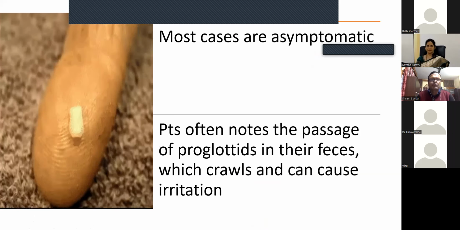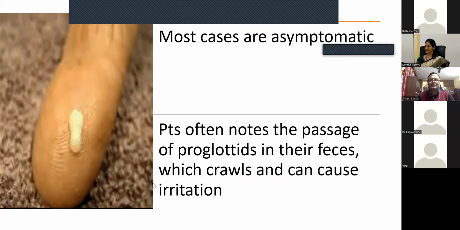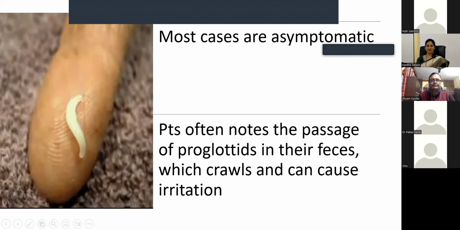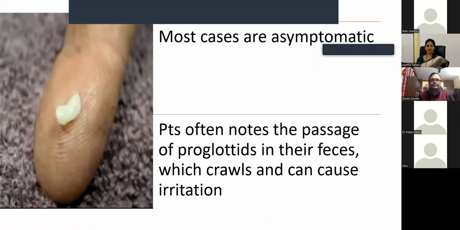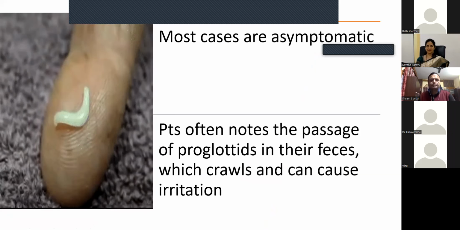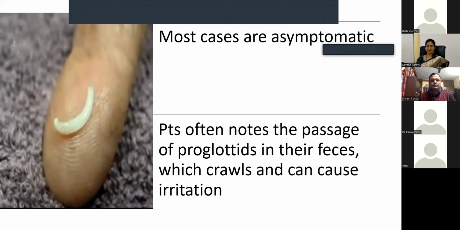Here is the patient. You can see the proglottid, which is crawling out, and it can cause certain non-specific symptoms: irritation, abdominal pain, and sometimes change in appetite of the patient.